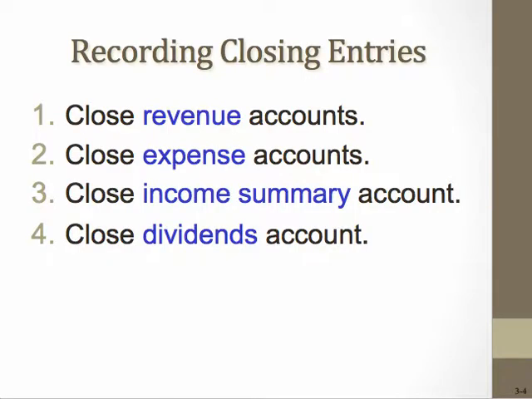So here is a quick list of the 4 steps to close the books. Step 1, close out the revenue accounts to the income summary. Step 2, close out the expense accounts to the income summary. Step 3, take the entries that you did in steps 1 and 2 and zero out the balance in the income summary into retained earnings. Step 4, close out the dividends account into retained earnings.